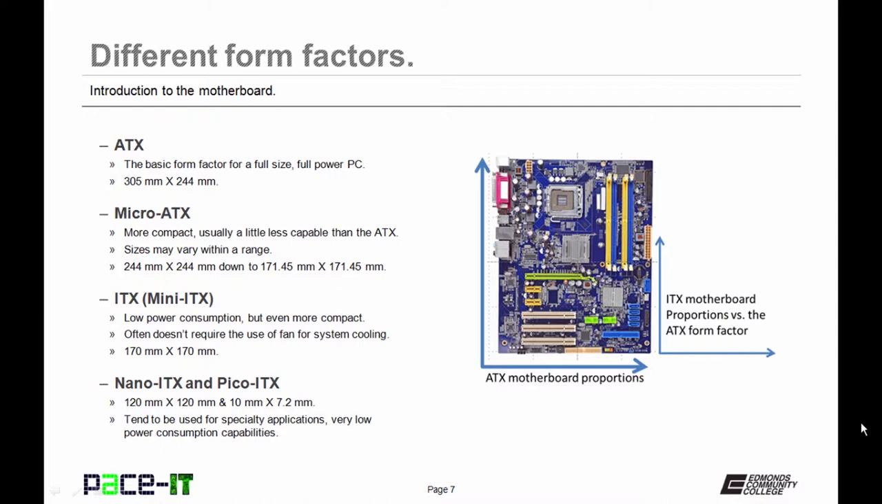Now, sizes within the micro ATX may vary within a range. At its largest, a micro ATX motherboard can be 244 millimeters by 244. But it can also go down to 171.45 millimeters by 171.45. The next main form factor category is the ITX, which can also be called the mini ITX.